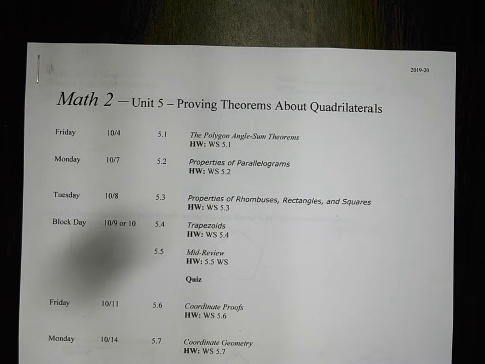Math 2, Unit 5, proving theorems about quadrilaterals. Quadrilaterals, obviously quad, 4, lateral sides. So we're going to be talking a lot about four-sided polygons.